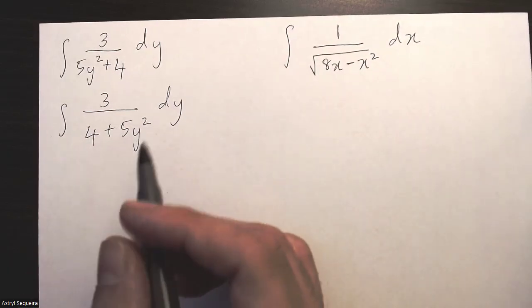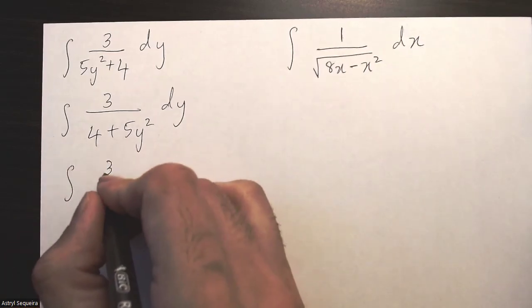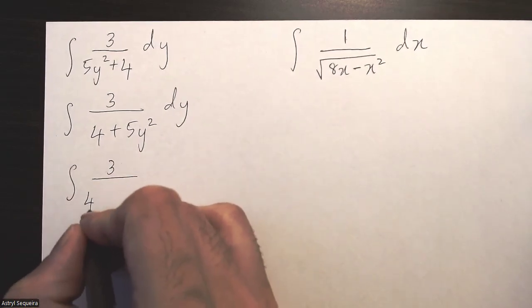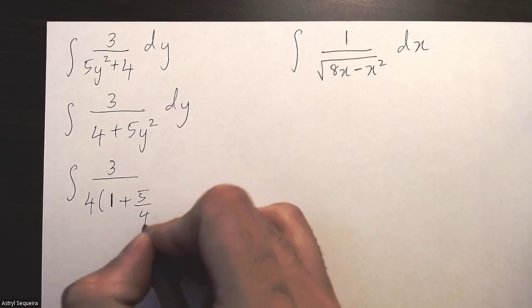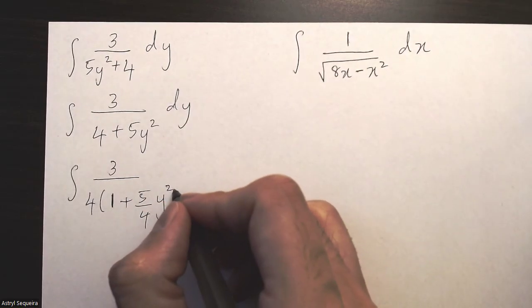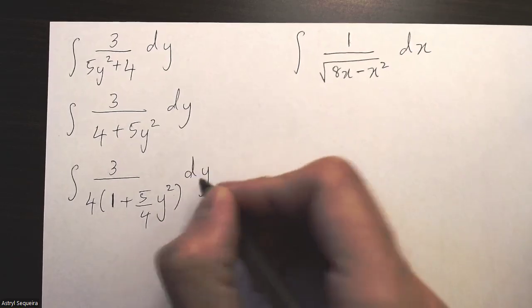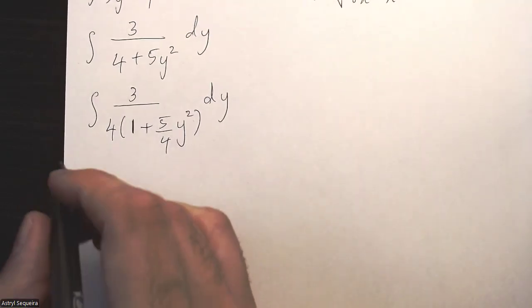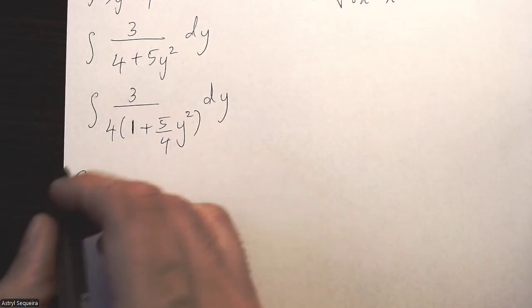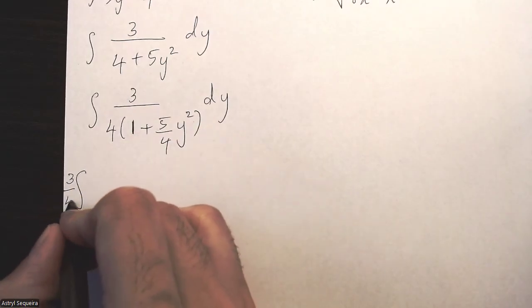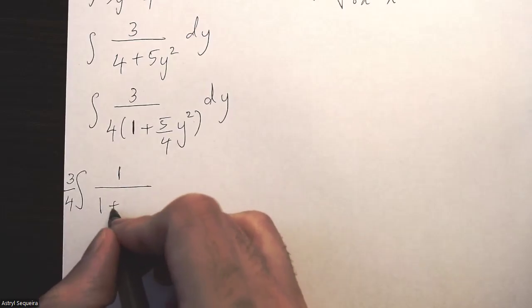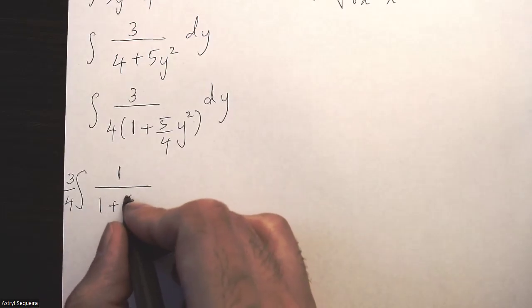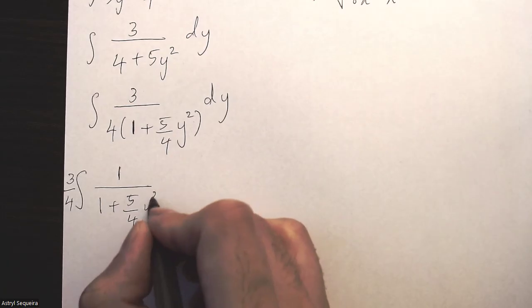But in the bottom, I need to factor. So I'll start by just factoring my bottom. I'll common factor out a 4. And now I'm going to pull out this constant 3 over 4 to the front. So now it kind of looks a bit more similar to what I need.